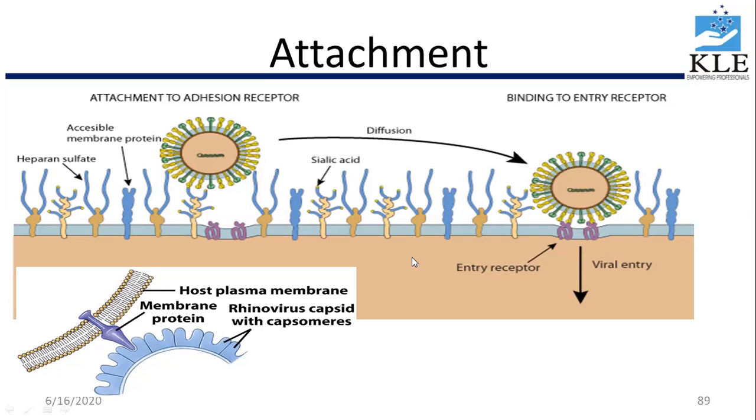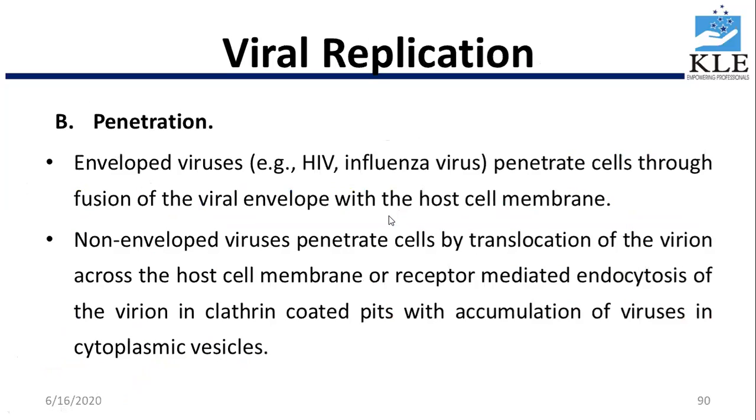So this attachment takes place in two steps. First there will be a preliminary attachment by the ionic bonds and the charges, and it can be reversible. But second, it will be a more specific attachment to the certain receptor sites, which is more firm and irreversible in nature. So that is the first step, the attachment of the virus to the host cell. And next one is the penetration.